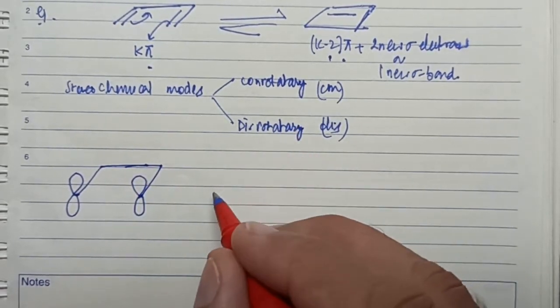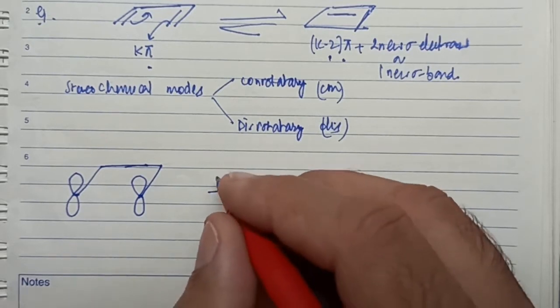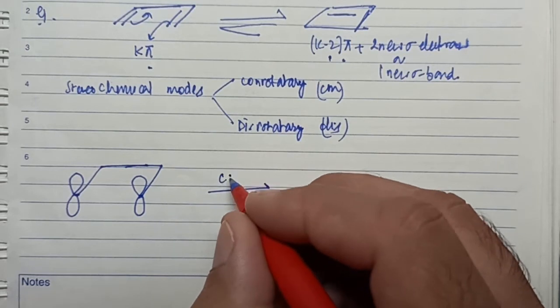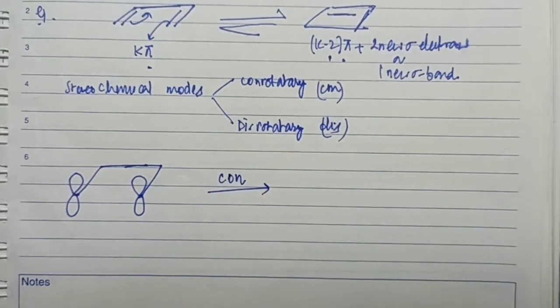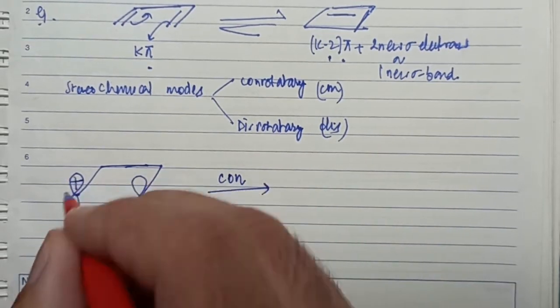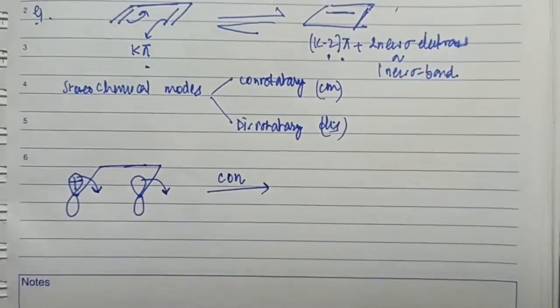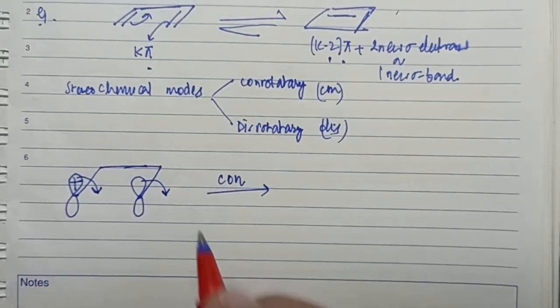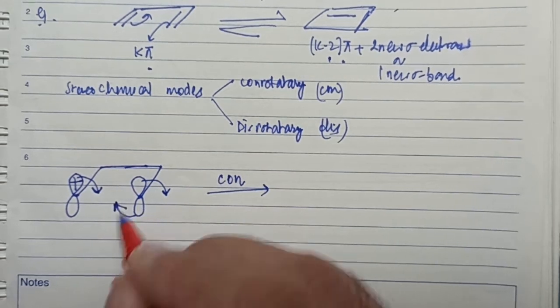If this molecule has to undergo, let's say, a ring closure in such a way that both lobes are moving in the same direction, let's say I'm talking about a conrotatory ring closure, then in order to have an effective bonding overlap, if this is plus and if this is moving in this direction, this lobe should move in this direction only. If this lobe is moving in this direction, the upper lobe is moving towards this side and the lower part of this lobe should move like this.